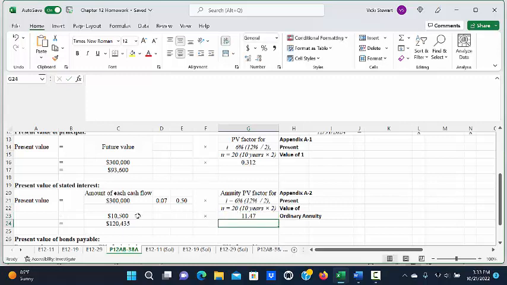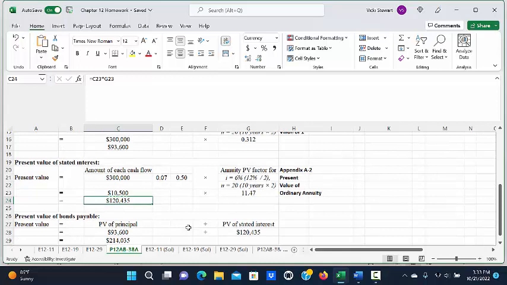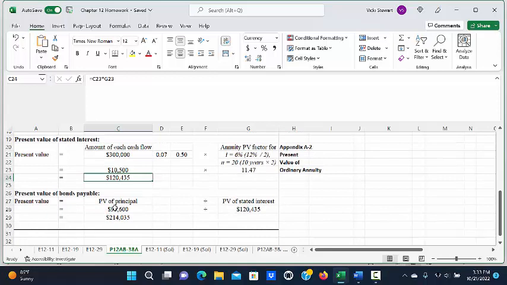When we multiply that by the $10,500 semi-annual interest payment, we get the present value of those payments at the market rate of 12% of $120,435. So to determine the present value of the bonds, we take the present value of the principal and the present value of the semi-annual interest payments, and we add those together, and Relaxation Inc. would actually receive $214,035 when they issue these bonds.